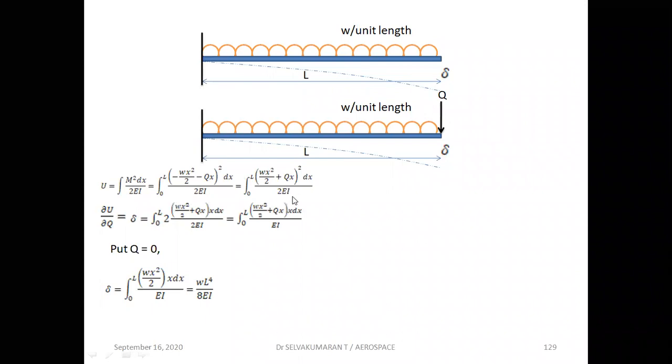Now you just differentiate partially with respect to Q. ∂U/∂Q is equal to delta, limit is 0 to L. So differentiate partially this 2 into this bracket term, and partially differentiating Q, you get the x term. Now put Q is equal to 0 in this. Now you integrate and apply the limits. WL power 4 divided by 8 EI is the tip deflection, that's at the free end of a cantilever beam subjected to a UDL.